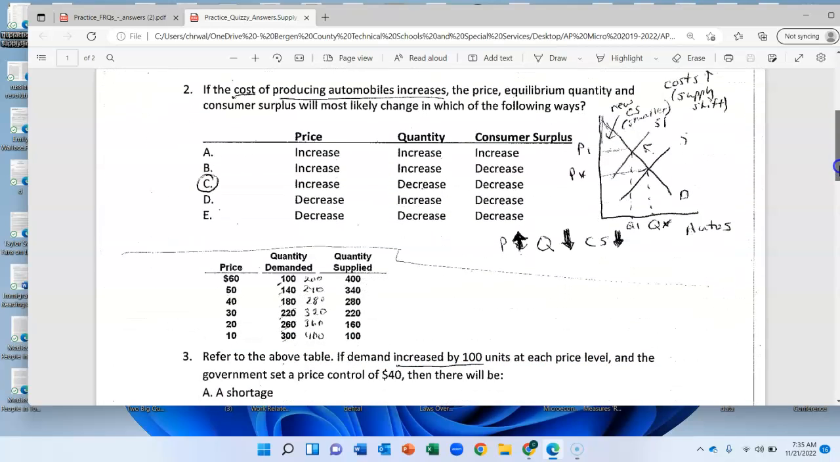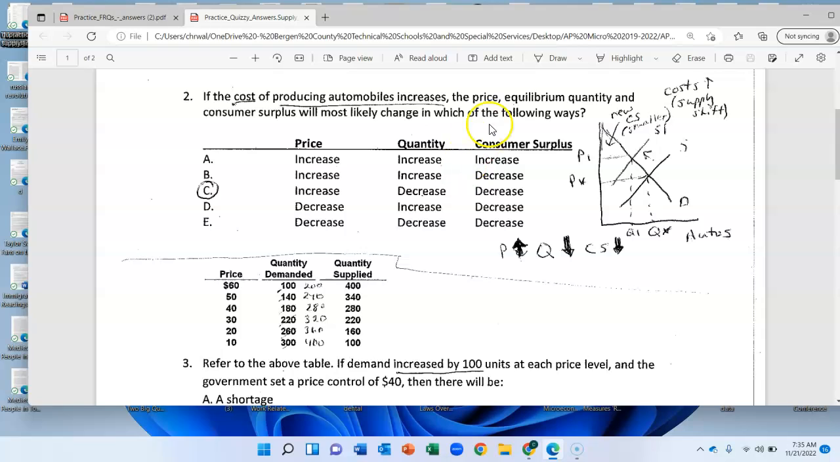In this case, next question: the cost of producing automobiles increases. So the cost of production increases. This is going to be a supply shift left. Why? Because of inputs, some labor cost, metal cost, or whatever, producing automobiles is more expensive for the producers. This may affect consumers in the long run, but right now, let's assume we're talking about production.